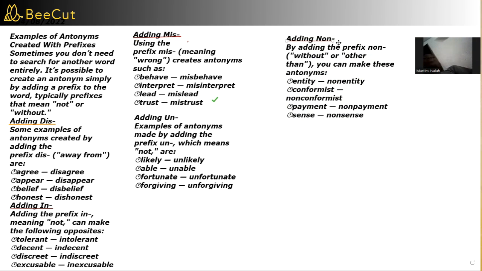So adding non to the word. By adding the prefix non, meaning without or other than, you can make antonyms like entity, non-entity, conforming, non-conforming, payment, non-payment, sense, nonsense. So those are the antonyms that we looked at today.